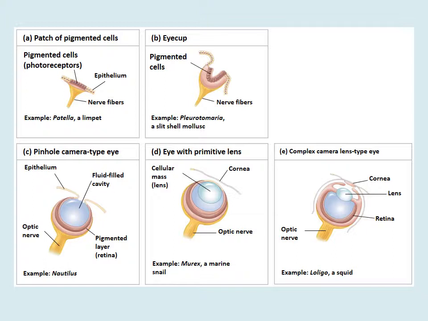So these critters, like in A, the patella, which is a limpet, that's a mollusk, the Pleurotomaria, which is another mollusk, and nautilus, all of these in these slides are mollusks, see Loligo in the lower right, the squid, that are alive today. And these are the eyes they have. So this is a treat, a walk through history, as well as looking at species today that still have this. And the idea is, what good is part of an eye? Well, let's look at what an eye does.